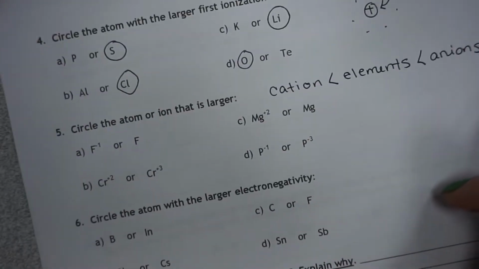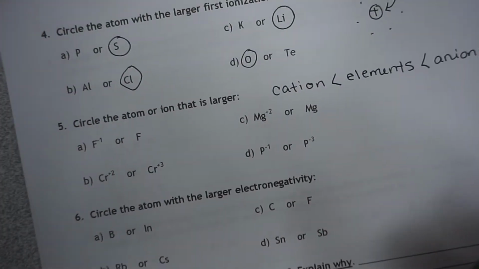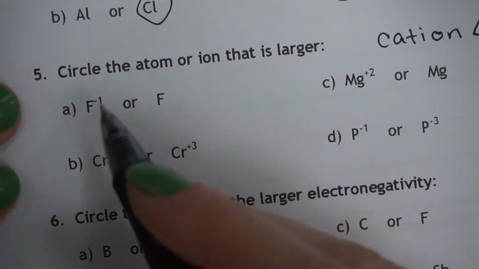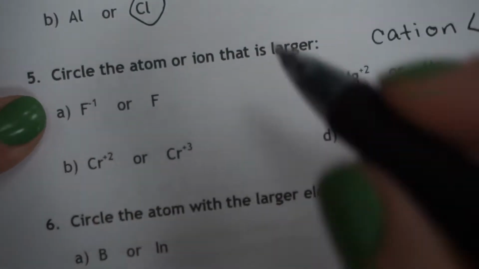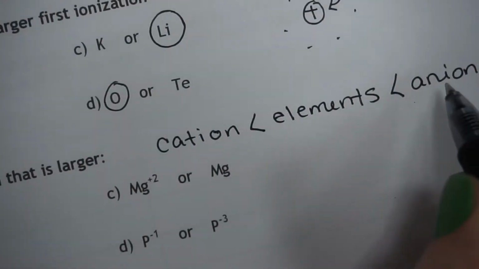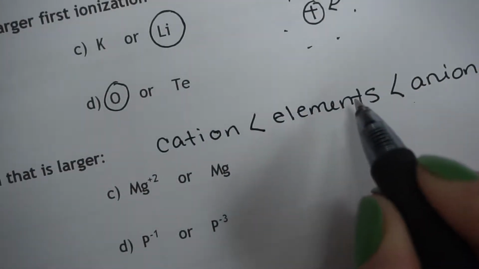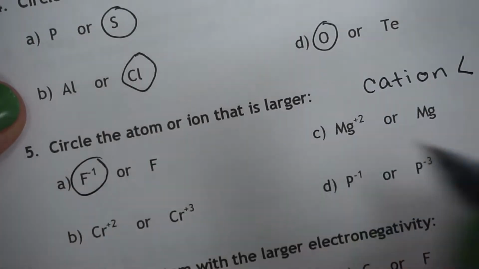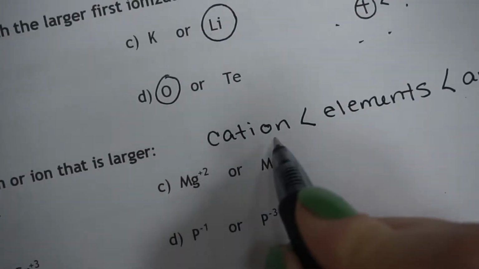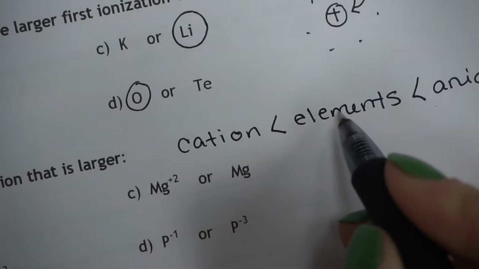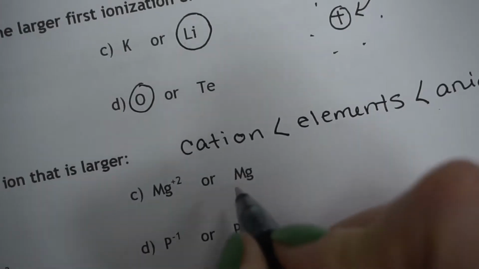Okay, so let's look at this. F minus 1, we don't really need the periodic table for this. We're really only looking at the charges, which the review gave us anyway. So this is F minus 1, and then just F. F minus 1 is an anion, and then we have the element fluorine. Which one's larger? It's going to be the anion, so you're going to circle it. Then you have magnesium 2 plus, the cation, and magnesium, the element. The larger one is the element.